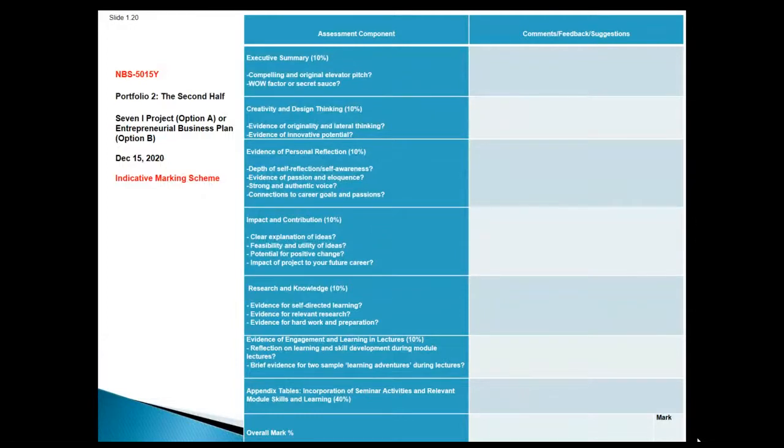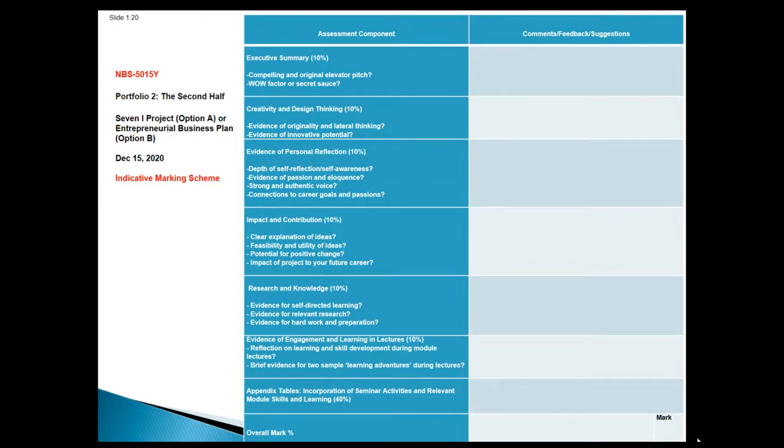So how will your second portfolio be graded? You can see the grading marking scheme here. Executive summary, creativity and design thinking, evidence of personal reflection, your voice. How do these connect to your career goals and passions? Impact and contribution. Did you really clearly explain your ideas? How will you create positive change? Research and knowledge. That includes all your preparation, market research, any other similar benchmarking. So any evidence for your hard work, preparation, learning, research, you can show them.